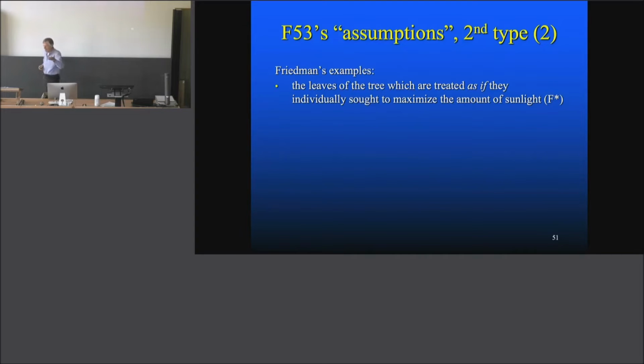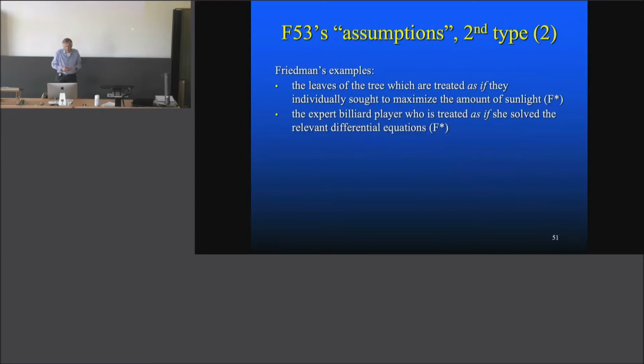And what he also sometimes says is that by this procedure, you may summarize a lot of experiences you have with trees, the leaves on trees. So this is completely unreal, but it has some merits. Okay, let's go to the other examples to get more of a feeling for how that works in economics. Well, first another one, the expert billiard player who is treated as if she solved the relevant differential equations. And that is then F star.